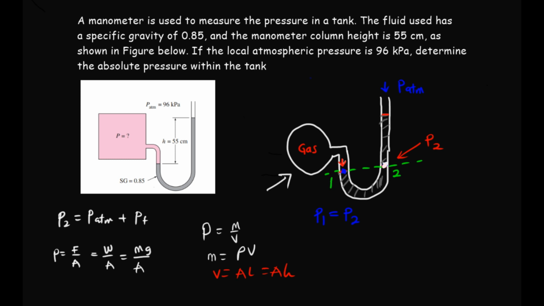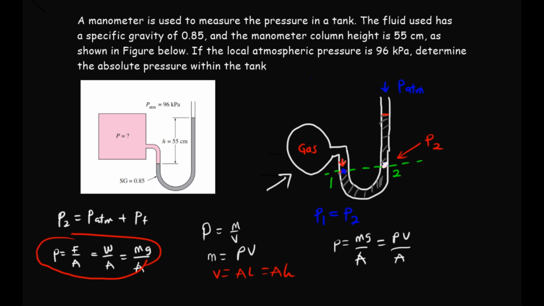So now we can do some substitution here. Let's continue. You know that pressure will be equal to mass times acceleration due to gravity over area. But I now know mass to be density times volume. So that will be density times volume over area. And we know volume to be area times height, right?